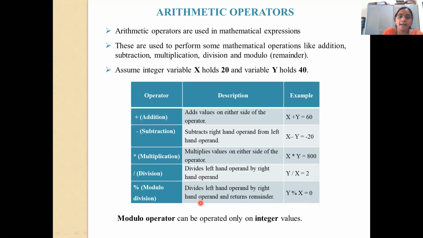Remember that the modulo operator can be operated only on integer values, not on real values. If you use the modulo operator on real values, the computer gives you an error. Most of the time this question may be asked in the examination as an MCQ. The modulo operator can be operated on the following data types: integer, float, character, or double. The correct option is integer. So it should be noted that the modulo operator can be operated only on integer values. Okay, clear? Those are the basic arithmetic operators.